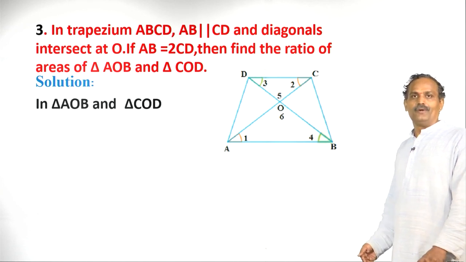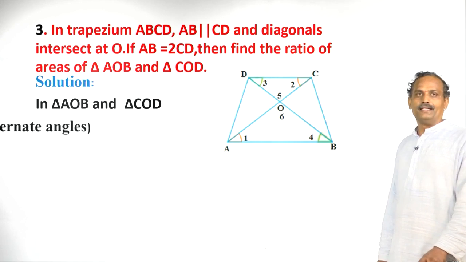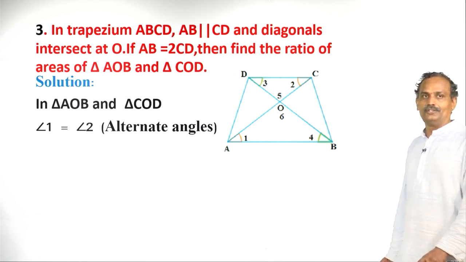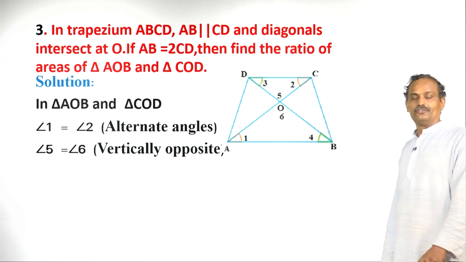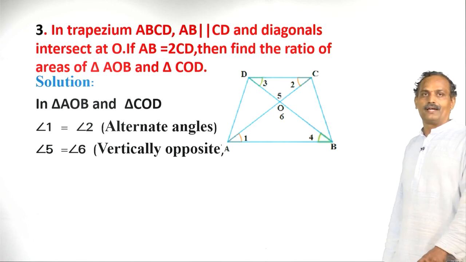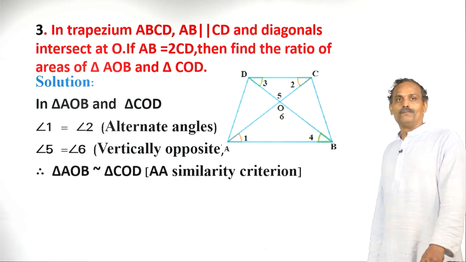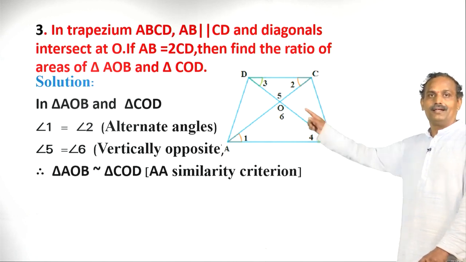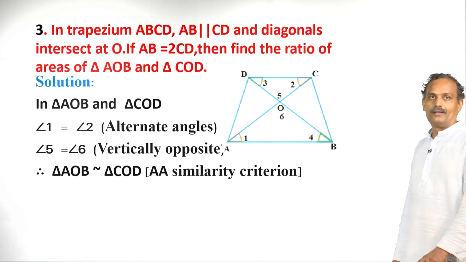Let us solve it in the written form. In triangle AOB and triangle COD we can find alternate angles 1 and 2, and 5 and 6 as the vertically opposite angles. There is one more pair of alternate angles, 3 and 4, and they are equal. Therefore from the AA similarity criterion we can tell that triangle COD is similar to triangle AOB.